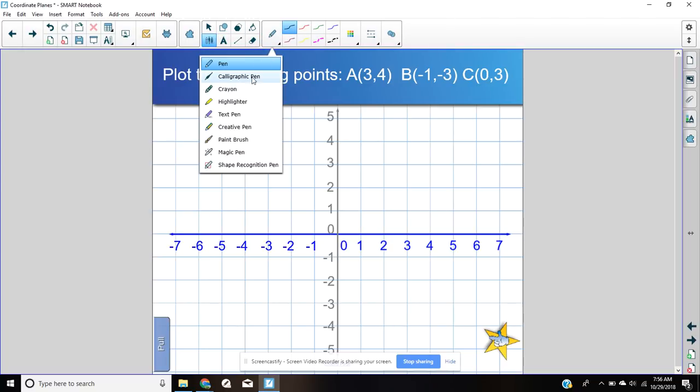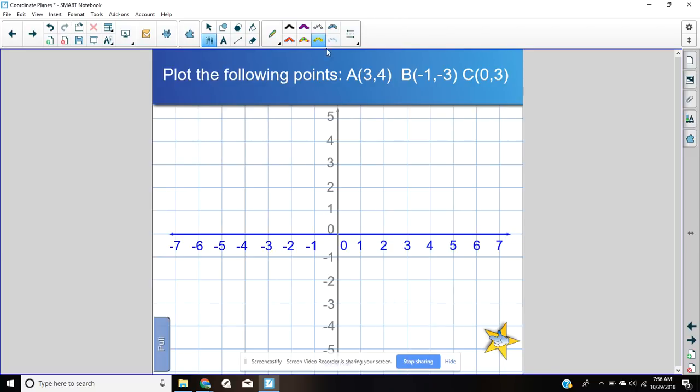When plotting ordered pairs, we're always going to move horizontally first. So if we look at point A, we have 3 as a positive and 4 as a positive. My horizontal movement from 0 is always going to be first. So I'm going to go right 3 because it's a positive movement, and then up 4 because it's another positive movement. And my first point A is going to be located at that location.